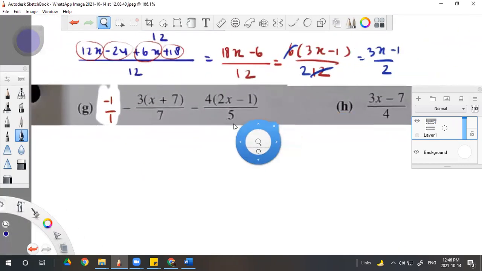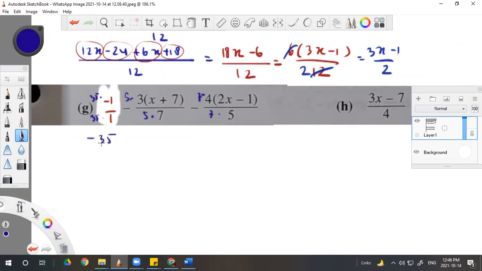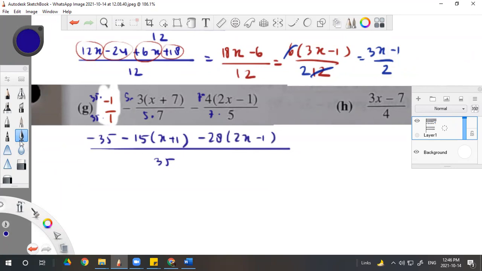Okay, the left side first, I forgot earlier. 7 and 5, 35. So 35, 35. And then this 5, 5, this 7, 7. Okay, the working is much. So negative 35, right? 35 times negative 1. This is over 35. This is minus, so minus 5 times 3, 15x plus 1. And then 7 times 4, 28. 2x minus 1. What next?